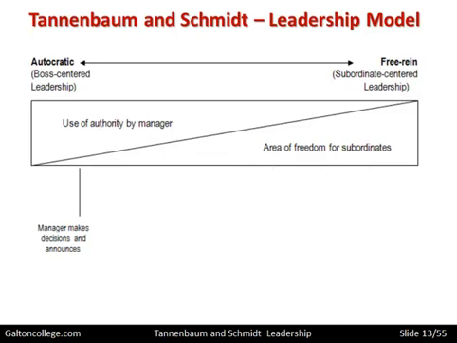So we can identify the types of decision making that goes on at different points along this line. For example, managers make decisions and announce them. And that's quite close to the left hand side. So the managers are more in control here. The managers make the decisions and tell the operators what needs to be done.